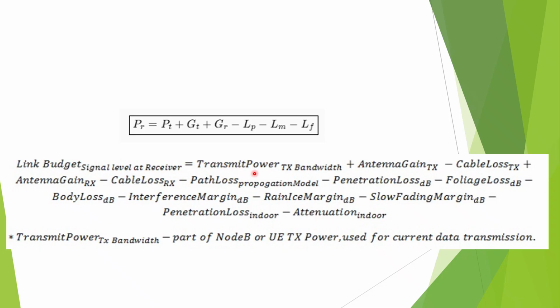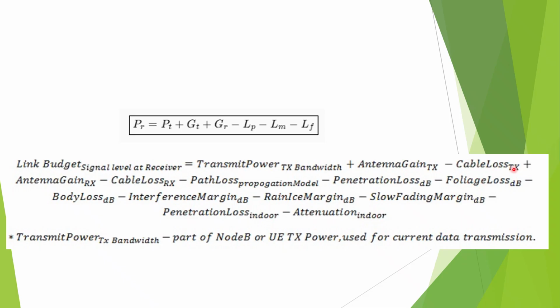First, the additive components: let us look at the transmitting power, the transmitting antenna gain, then the received antenna gain. Then the subtractive components, all the losses supporting this.